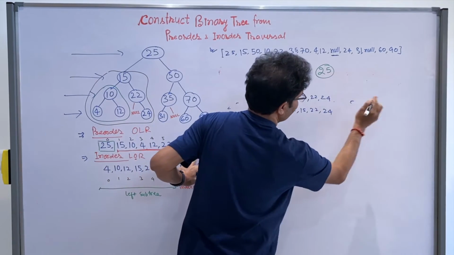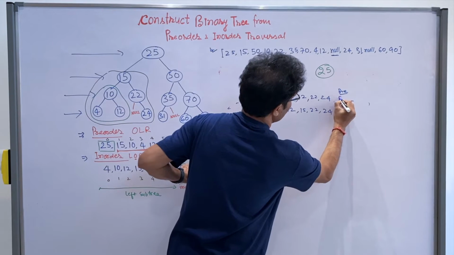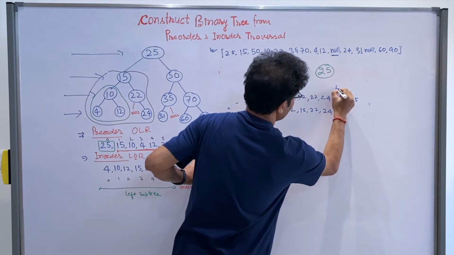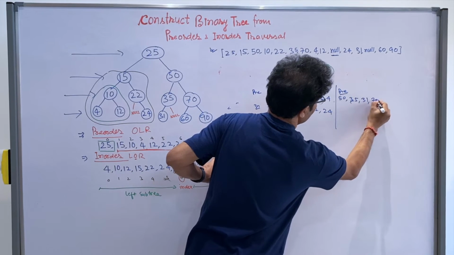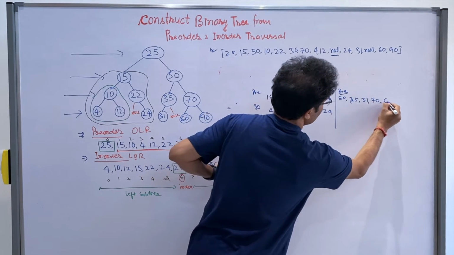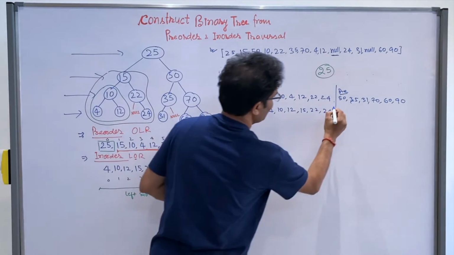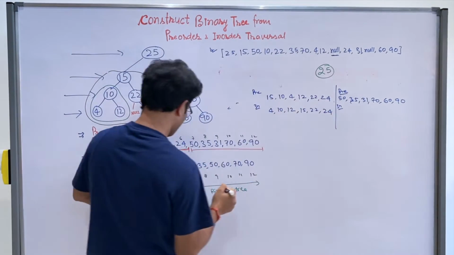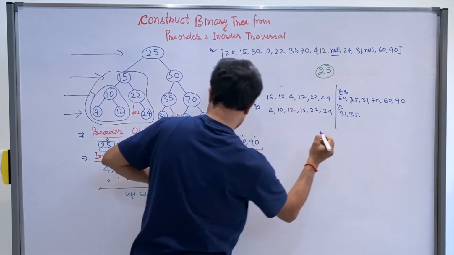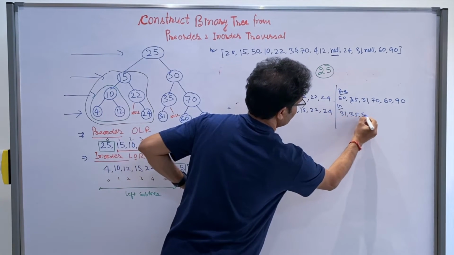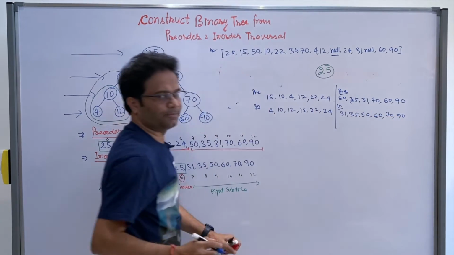Here again for the right side, this is your pre-order. The pre-order is 50, 35, 31, 70, 60 and 90. And from the in-order, the right side is 31, 35, 50, 60, 70 and 90.